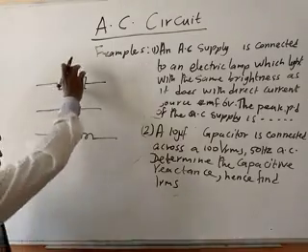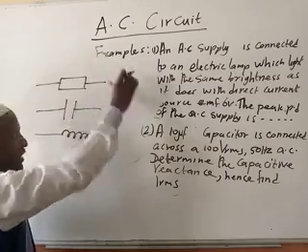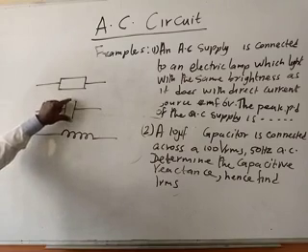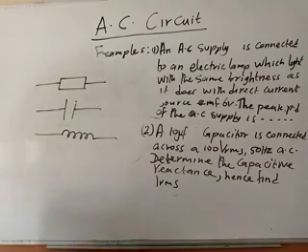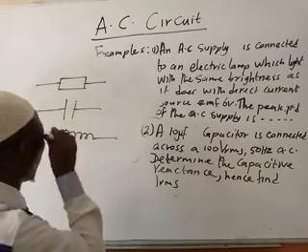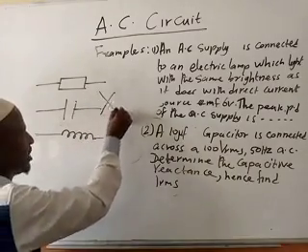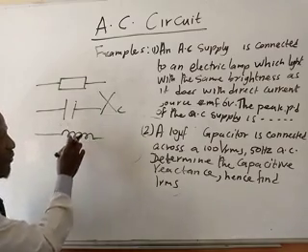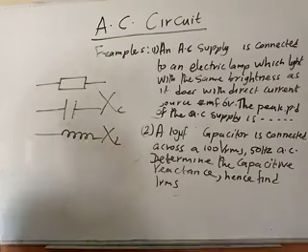Now, the opposition offered by this resistor is called resistance. But the opposition offered to the flow of AC current by the capacitor is called capacitive reactance, and we use XC. For this one, the opposition to the flow of AC current is XL, where L stands for inductor.